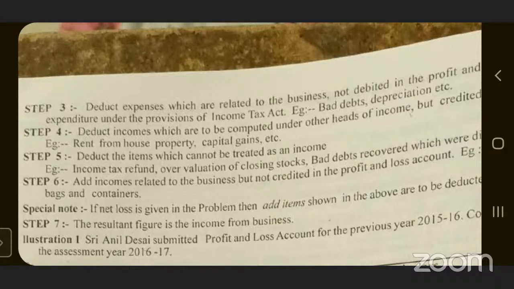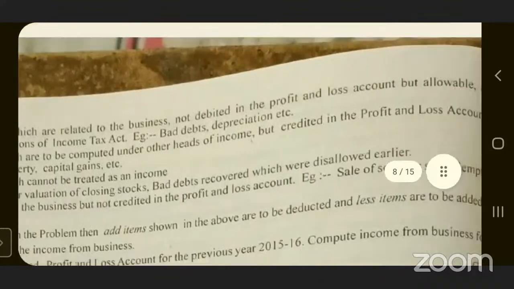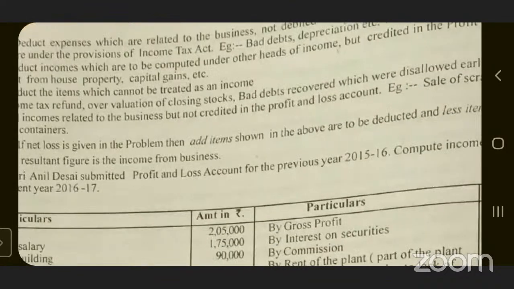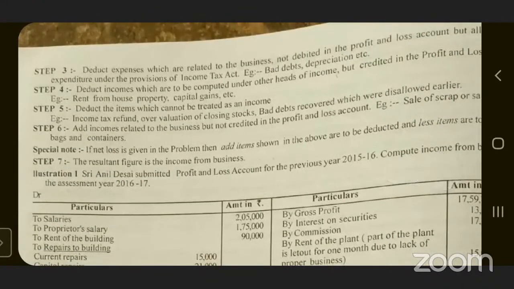Next, deduct the incomes which are to be computed under other heads of income but credited in the profit and loss account. That may be rent from house property, or income from salary, or capital gain, anything. The other sources of income which might have been credited in the profit and loss account will be deducted. Next, deduct the items which cannot be treated as incomes. Sometimes income tax refunds, recovery of bad debts which were already disallowed earlier. Such type of receipts are not considered as incomes. So we have to deduct all those.